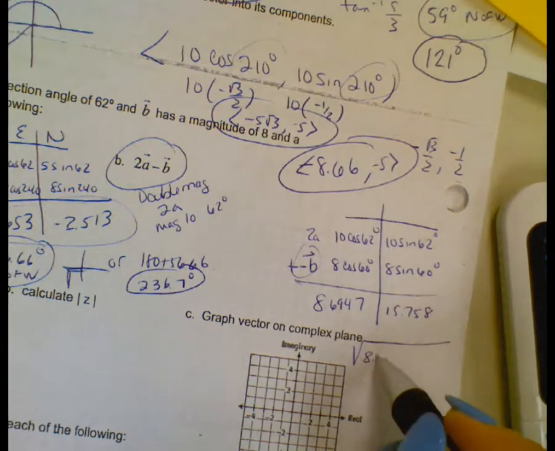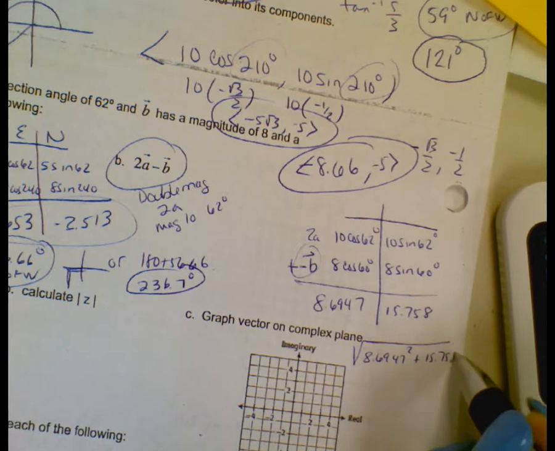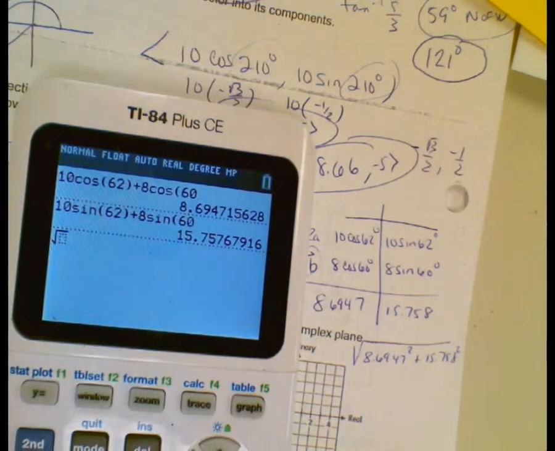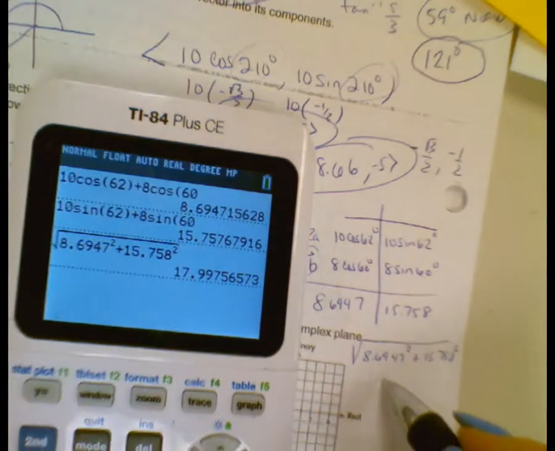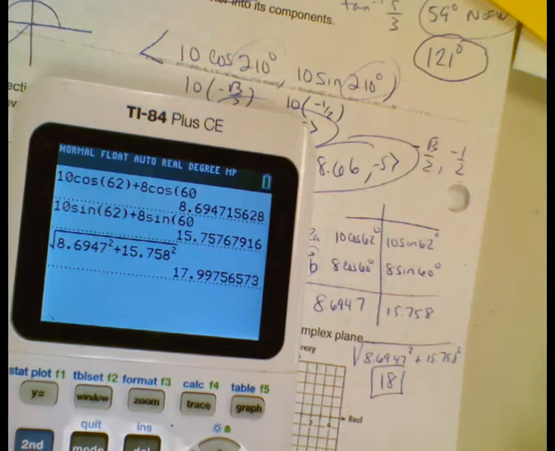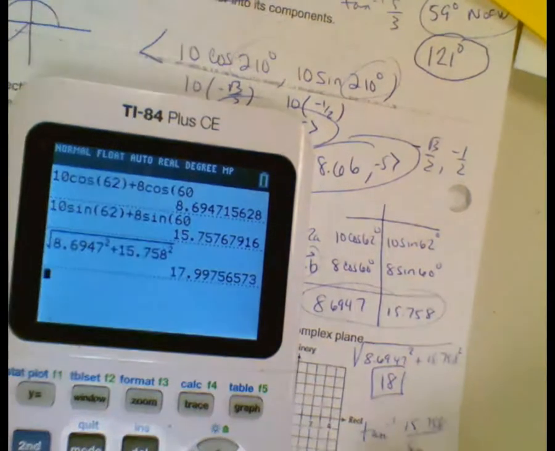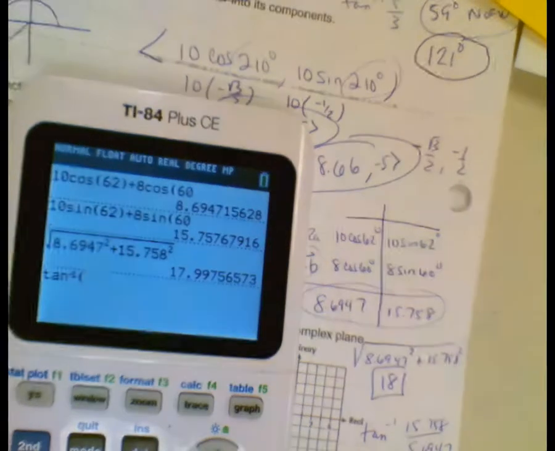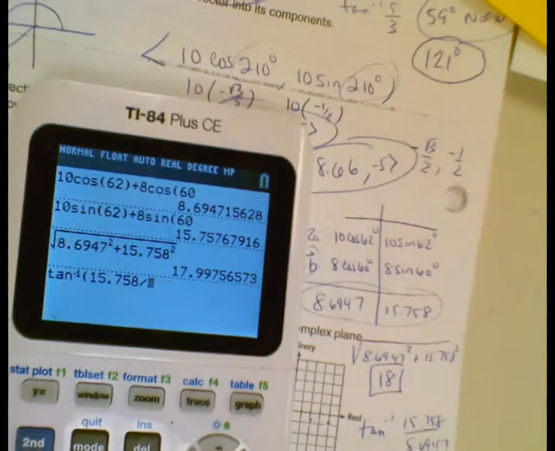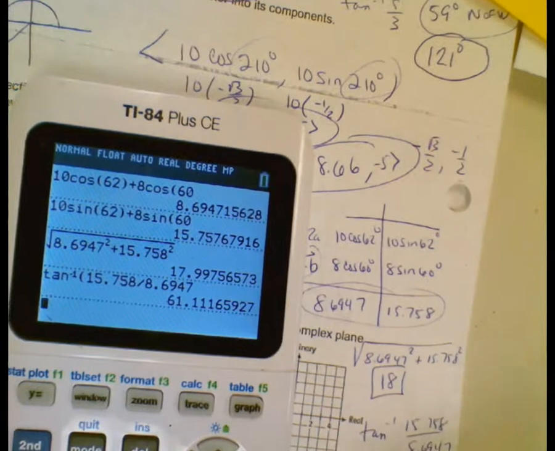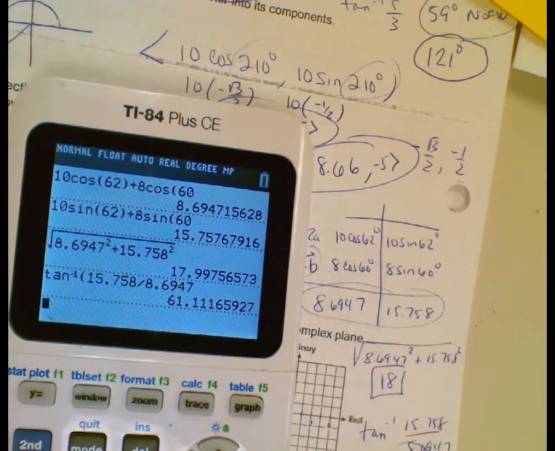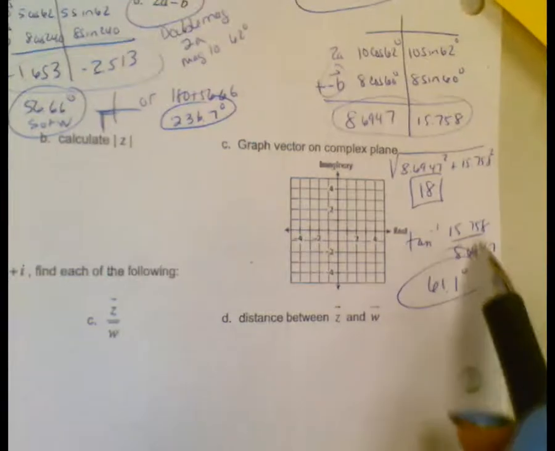We do a square root, do 8.6947 squared plus 15.758 squared. So it's 17.997, so we're going to say that's about 18 magnitude. Okay, and then the angle, these are both positive, so it's the first quadrant. It's going to be 15.758 over 8.6947. Arctan of 15.758 divided by 8.6947 for a 61.1 degree angle. So there you go. Arctan of the vertical over the horizontal, 61.1.